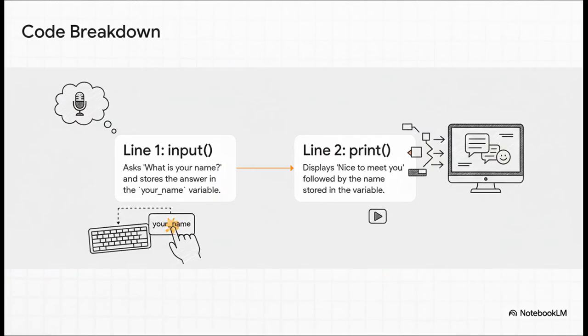Let's walk through it. In step 1, the program uses that input function to ask, what is your name? When you type your answer and hit enter, it takes whatever you wrote and stores it in that labeled box, our variable that we call your_name. Then, in step 2, the print function kicks in. It displays nice to meet you and then just adds whatever text is inside that your_name variable right onto the end. Simple, elegant, and totally interactive.